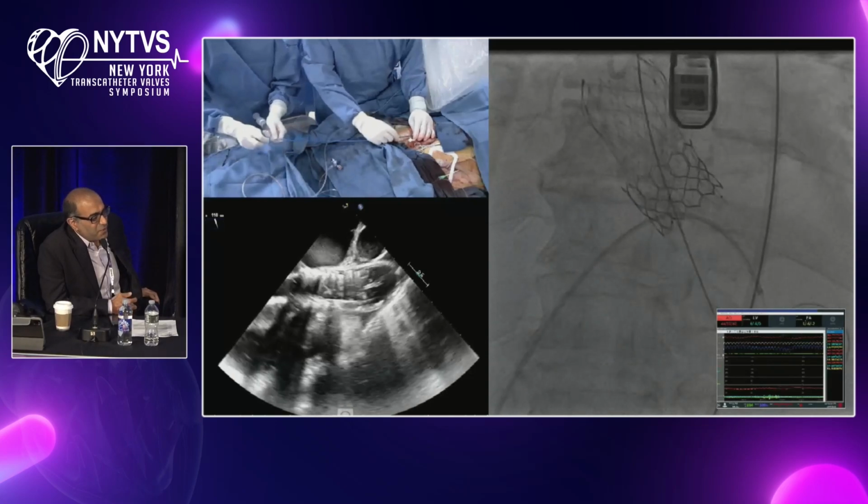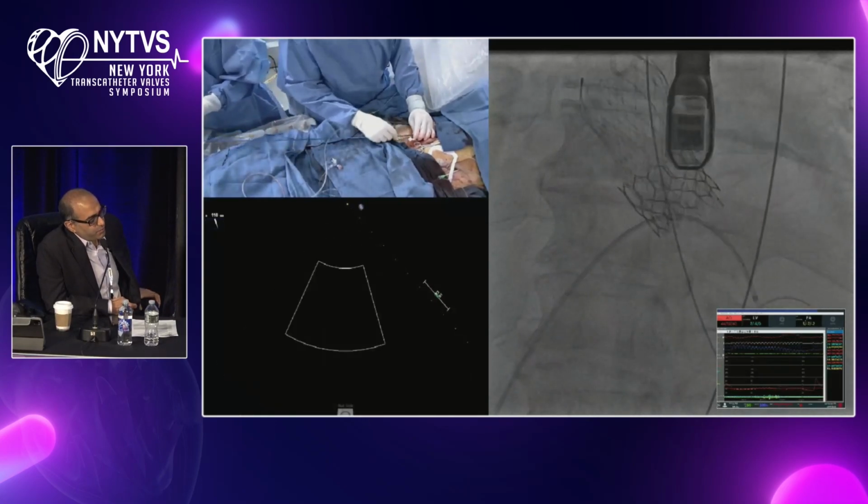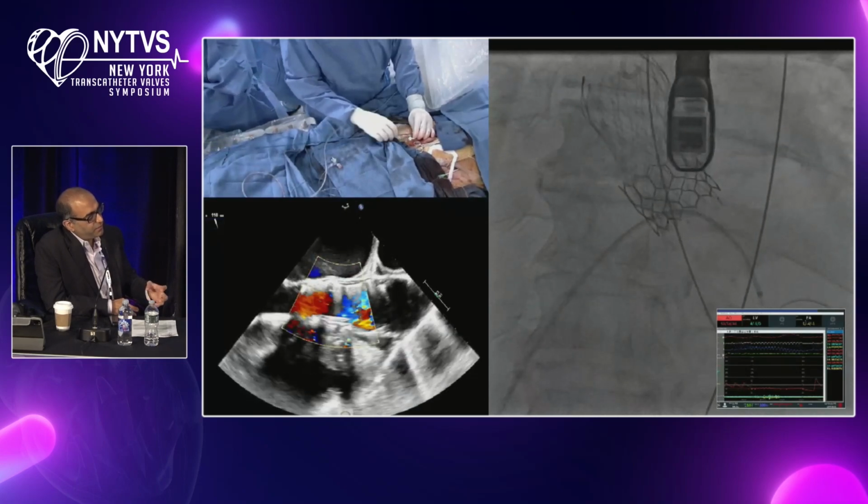We would keep the wire in and do a repeat Sapien, but it would be a 23. And we've done a few. You put a 23 Sapien and then you post-dilate with a True balloon.